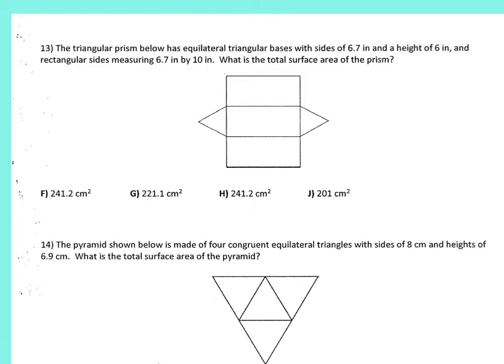Okay, almost done. Number 13, the triangular prism. It tells you what shape it is because y'all get triangular prisms and pyramids confused a lot. It has equilateral triangular bases, so that means they're all the same, with sides of 6.7 and a height of 6, and rectangular sides measuring 6.7 by 10. What is the total surface area of the prism?